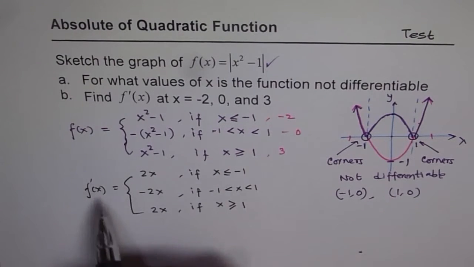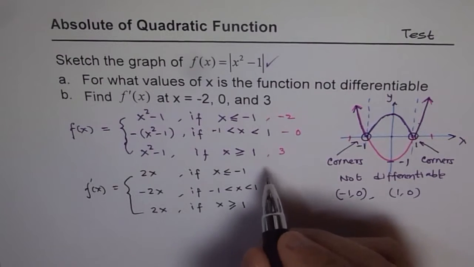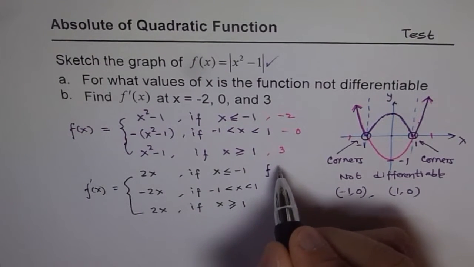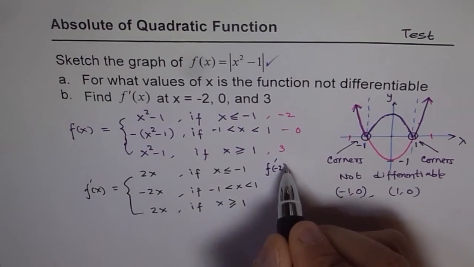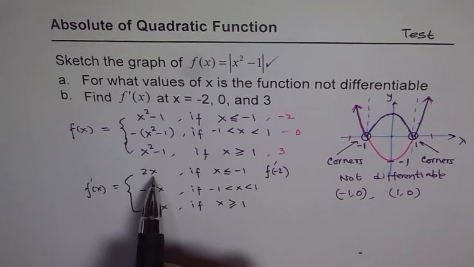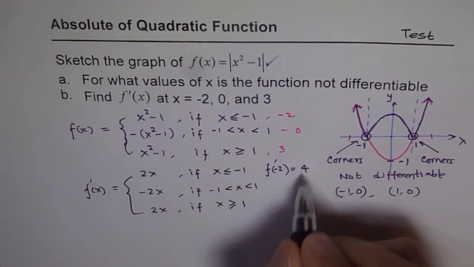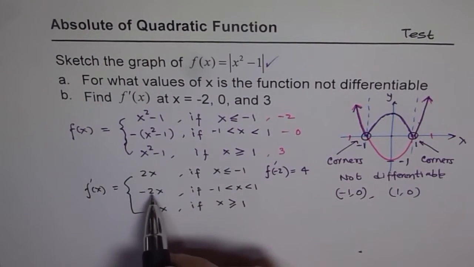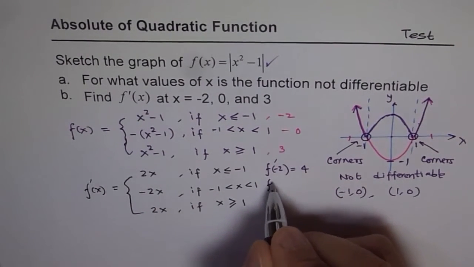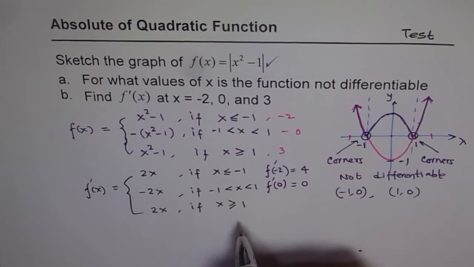So f dash of minus 2, we'll use this one since that is the region, right? So we plug in minus 2 here. When you plug in minus 2 here, what do you get? Minus 2 times 2 equals 4, correct? Now if you plug in 0 in the second one, because 0 is in between minus 1 and plus 1, we get f dash of 0 equals 0, right?